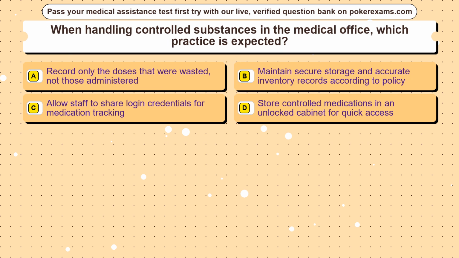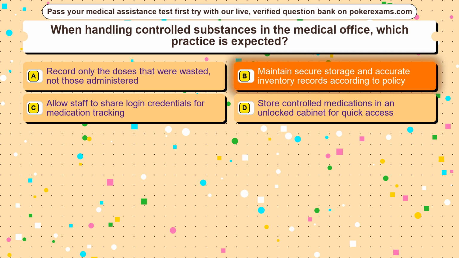Question 99. When handling controlled substances in the medical office, which practice is expected? Option A, record only the doses that were wasted, not those administered. Option B, maintain secure storage and accurate inventory records according to policy. Option C, allow staff to share login credentials for medication tracking. Option D, store controlled medications in an unlocked cabinet for quick access.